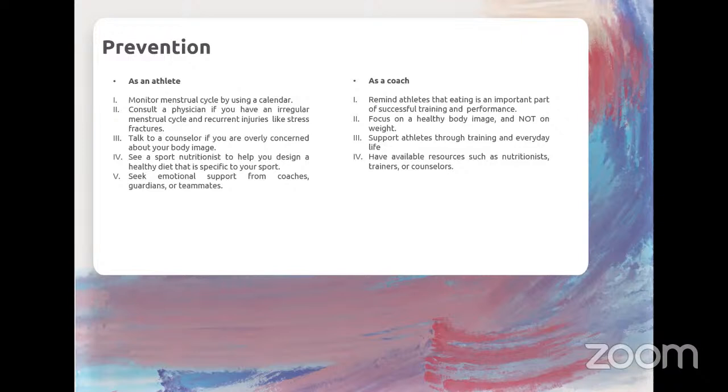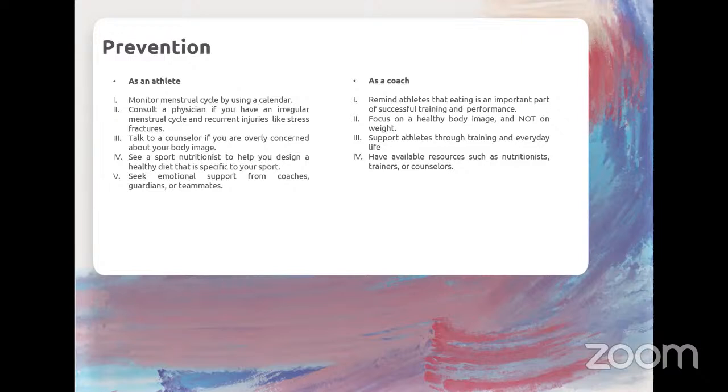Consult a physician if you have an irregular menstrual cycle and recurrent injuries like stress fractures. Talk to a counselor if you are overly concerned about your body image. See a sports nutritionist to help you design a healthy diet that is specific to your sport. So, you don't have to take drastic measures. There are professionals out there who will help you achieve your goal. You just have to approach them. Seek emotional support from coaches, guardians, and teammates. So, this is as an athlete.